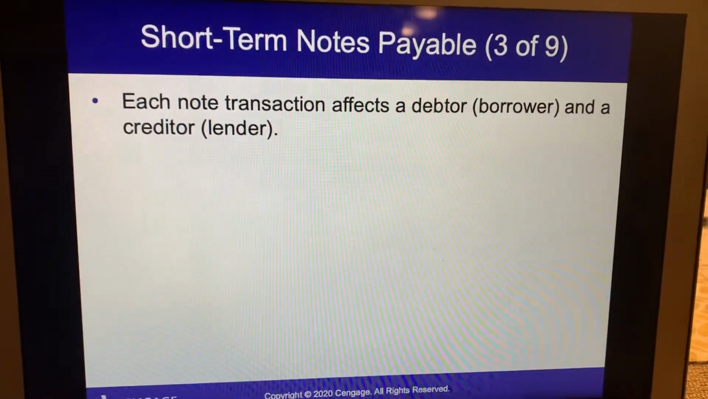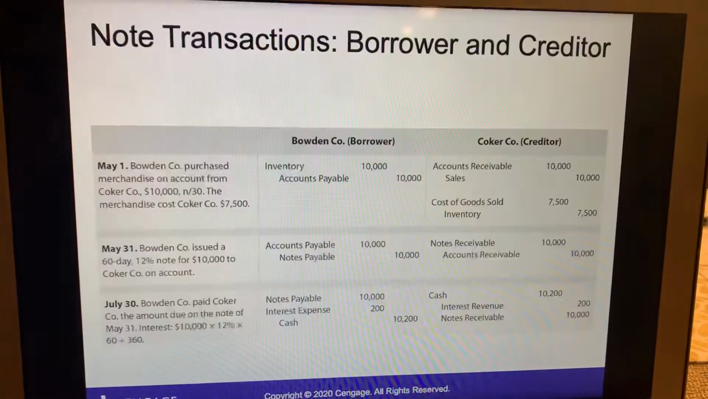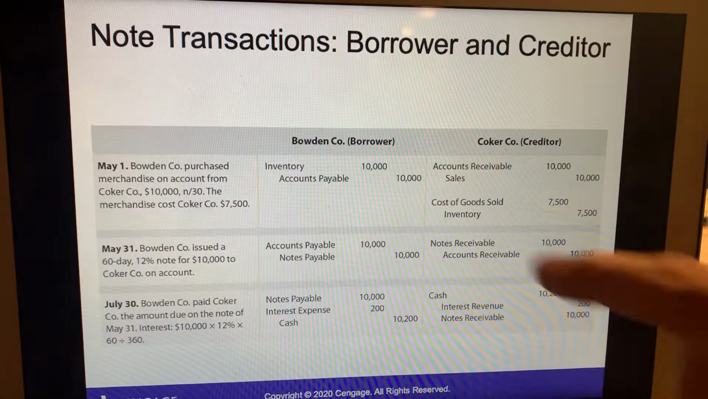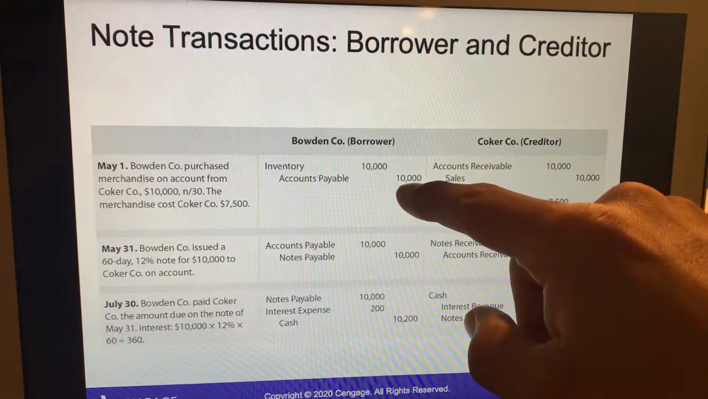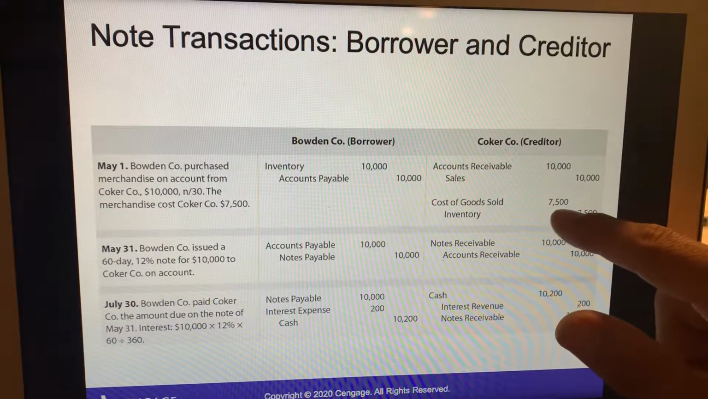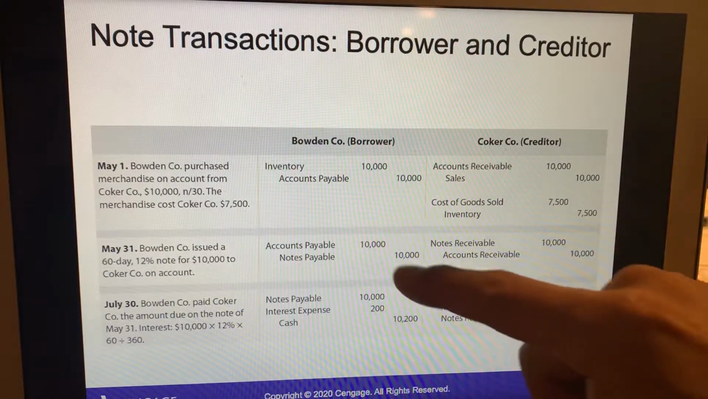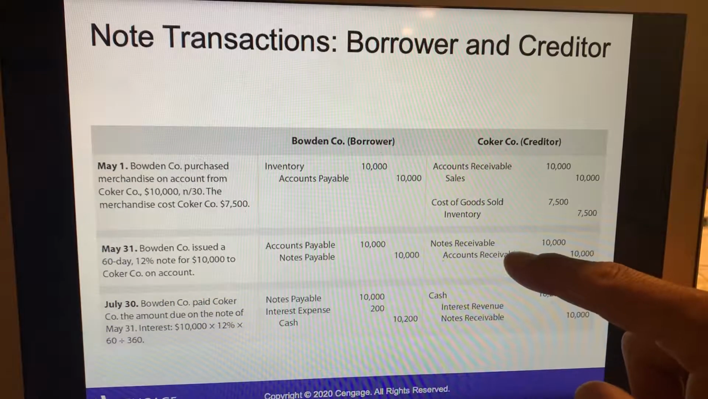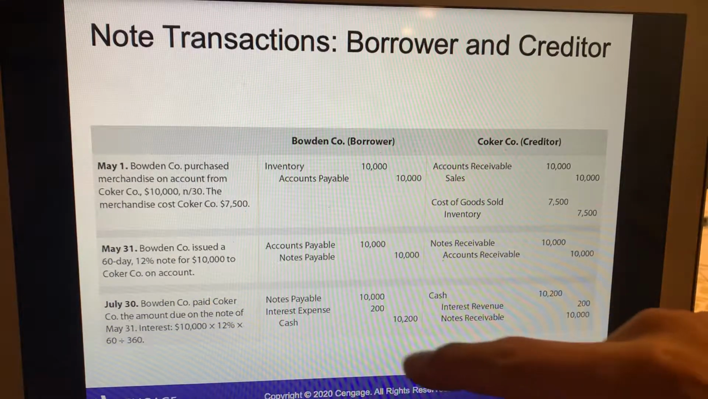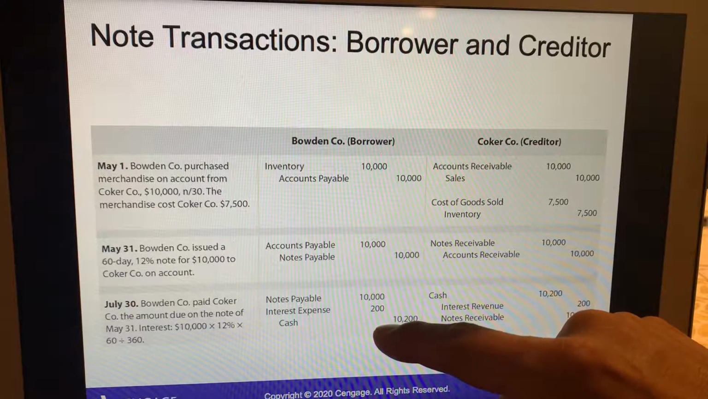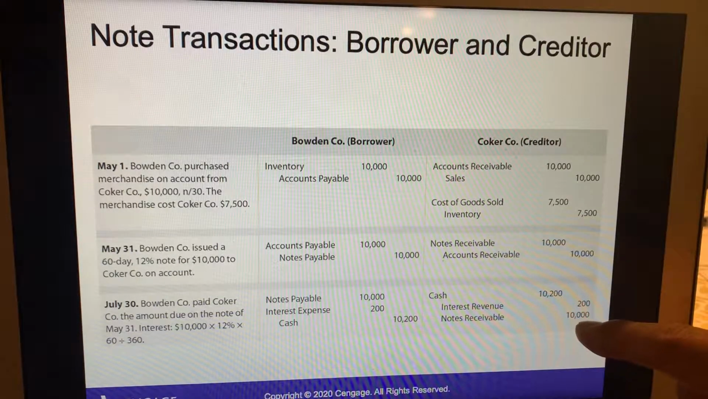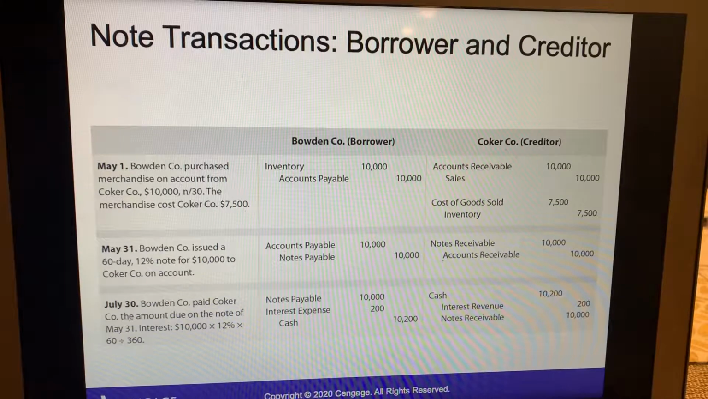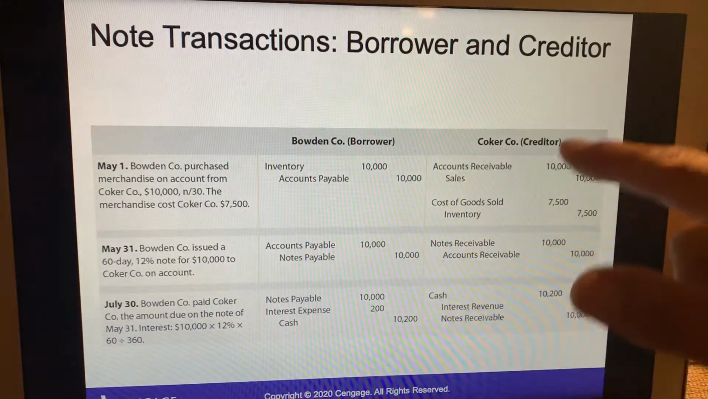Short-term notes payable: each note transaction affects a debtor, borrower, and a creditor, lender. Here are some examples of how we account for this. Again, inventory, accounts payable: this is the borrower, this is the creditor, and don't forget this goes as cost of goods sold and inventory. Accounts payable moved to notes payable, same thing, accounts receivable to notes receivable, and then over here the creditor is receiving it, so it goes in as revenue. Over here it goes in as an expense. So just keep those in mind as you look at this. This is the borrower, this is the creditor.